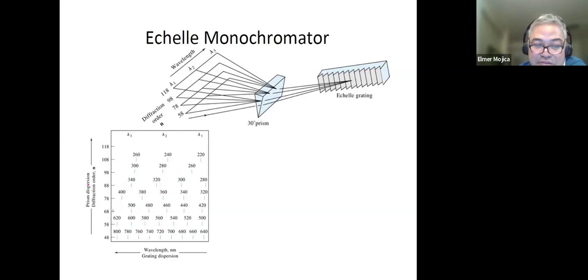Now the prism dispersion, as you could see here, is not what we call uniform. They are longer at shorter wavelength. Okay, the prism dispersion is much higher at shorter wavelength, if you see here.